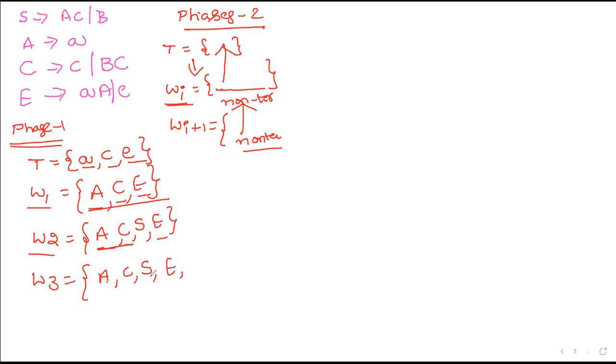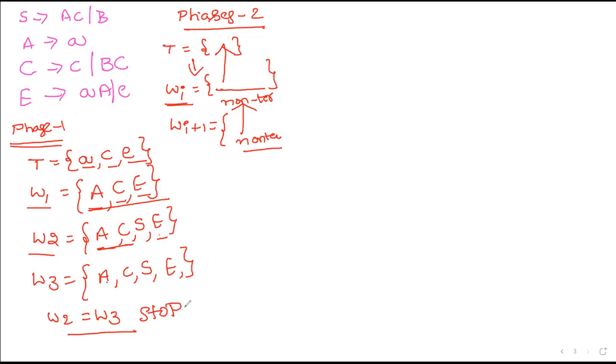AC is derived from S. This is also already included. C is derived from C. Yes, no problem. But for E, there is no derivation. What happens? The W2 value is equal to W3. Stop the procedure. You got it?